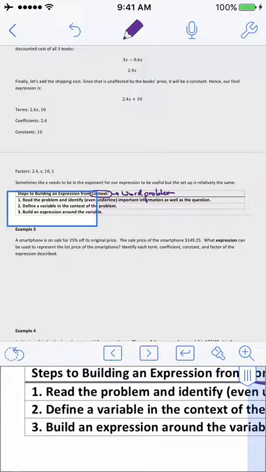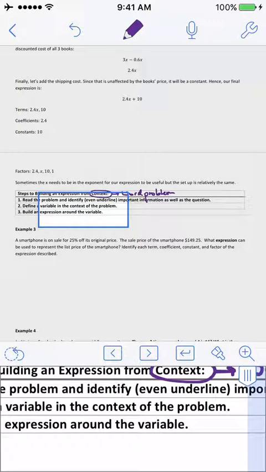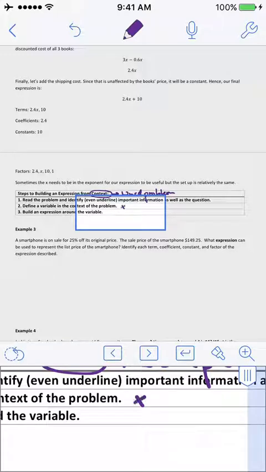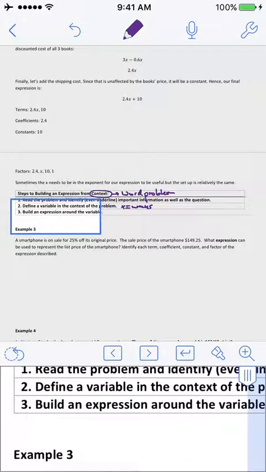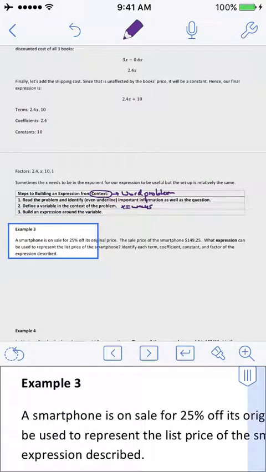The second one is defining a variable in context of the problem. So define your x, right? We always said x equals weeks or something like that, right? In our last couple problems, or in the last chapter, we did this once. We defined x equals weeks, right? And then you can build an expression around the variable. And then the steps are virtually the same for an equation. You just go on to solve it. Here we will stop at building the expression. Okay. So let's take a look at what this looks like in example 3.